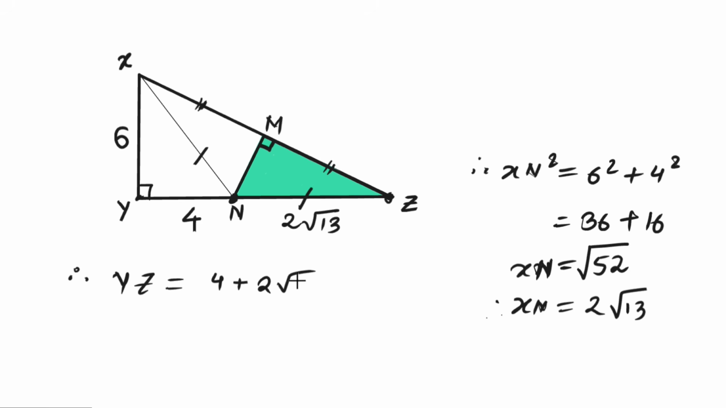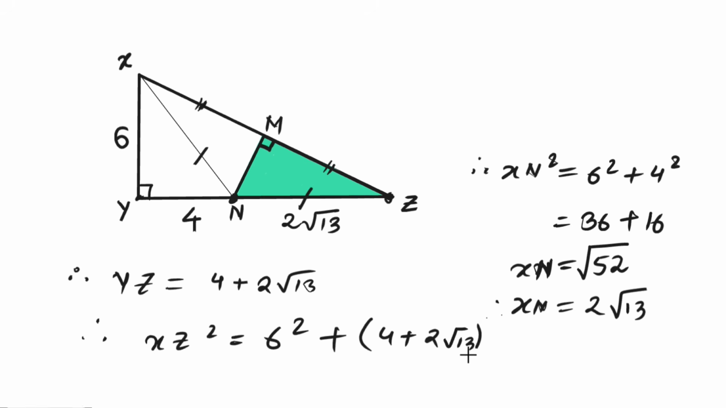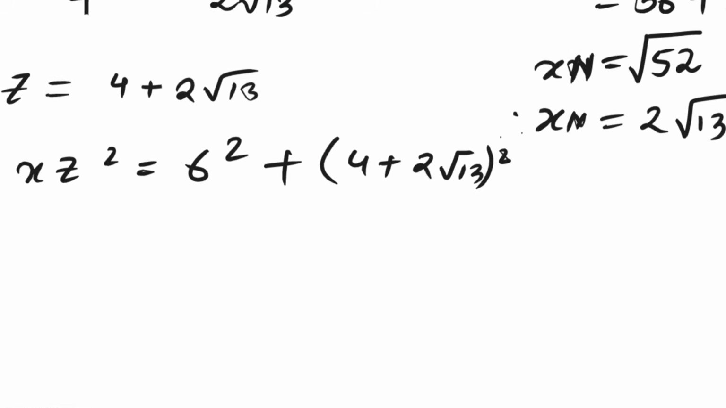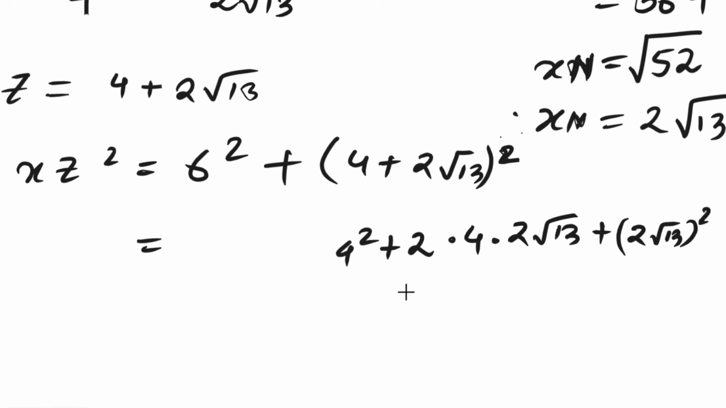Now we apply the Pythagorean theorem again to the large triangle. XZ squared equals 6 squared plus the quantity 4 plus 2 times the square root of 13 whole squared. Let's expand that square carefully. Using the identity a plus b whole squared equals a squared plus 2ab plus b squared: 4 squared is 16, 2 multiplied by 4, multiplied by 2 times the square root of 13 gives 16 times the square root of 13.